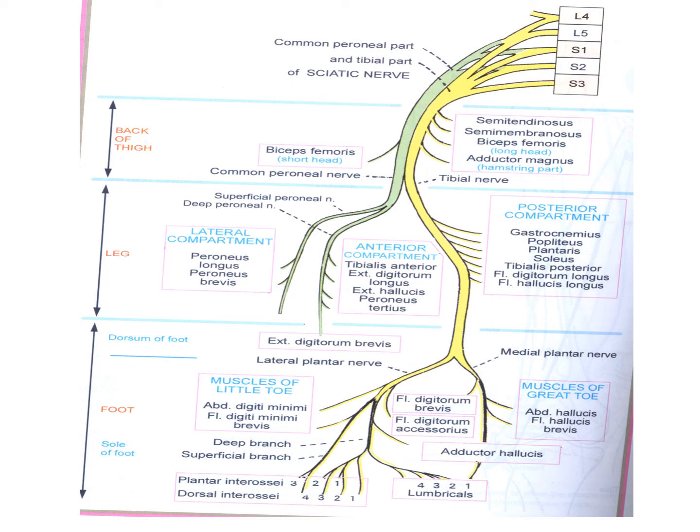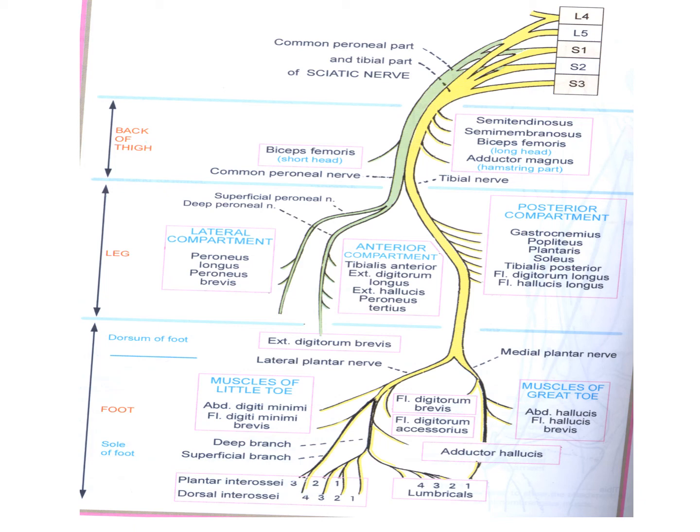Summary of the branches of the sciatic nerve. The root value and beginning is from L4, L5, S1, S2 and S3. It divides into two parts, the common peroneal and tibial parts. The tibial part lies medially, the common peroneal lies laterally. The tibial part supplies semitendinosus, semimembranosus, biceps femoris and adductor magnus muscles. These are the hamstring muscles.